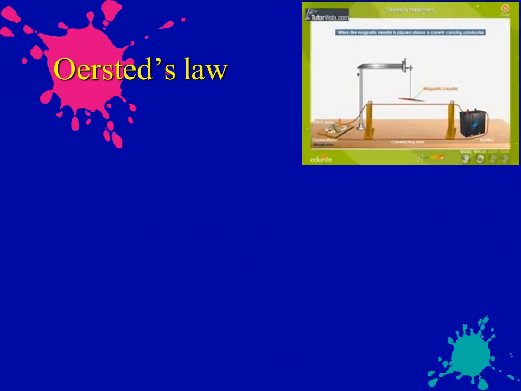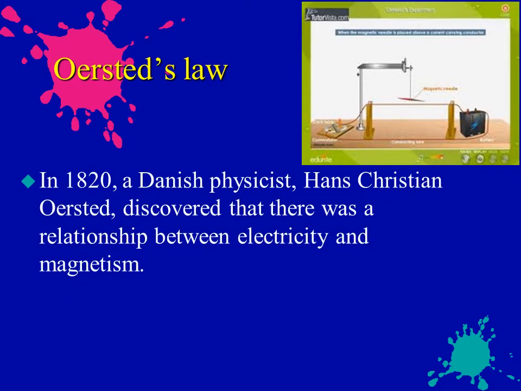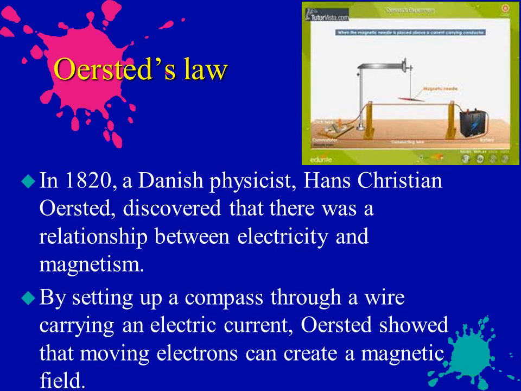Let's have a look at Ørsted's law quickly. In 1820, a Danish physicist, Hans Christian Ørsted, discovered that there was a relationship between electricity and magnetism. By setting up a compass near a wire carrying an electric current, Ørsted showed that moving electrons can create a magnetic field.